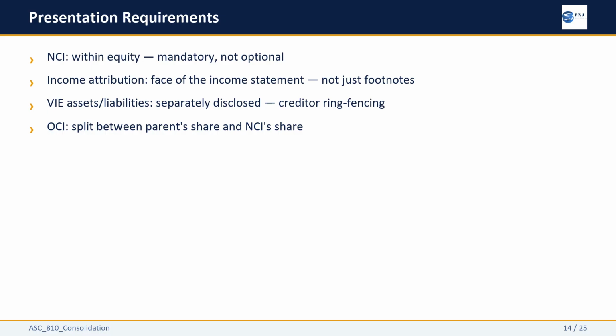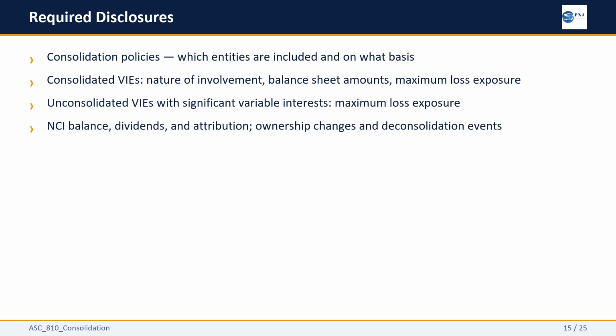VIE assets and liabilities must be separately disclosed because the ring-fencing matters. VIE creditors can only access VIE assets, and those assets are not available to the parent's general creditors. OCI is also split between the parent's and NCI's shares. The ASC 810 disclosure package covers 5 areas. First, consolidation policies, what is included and why.